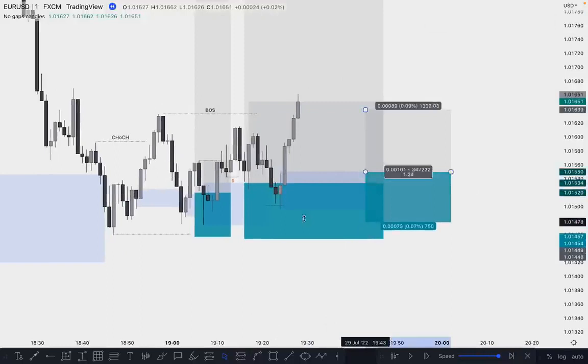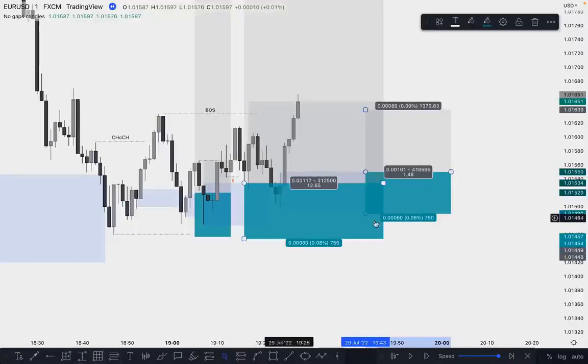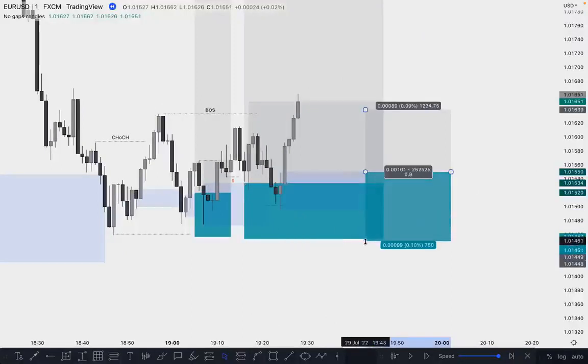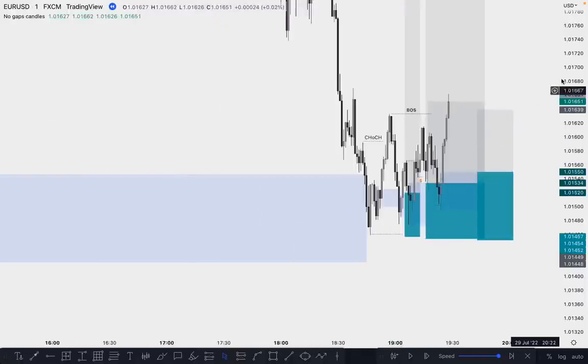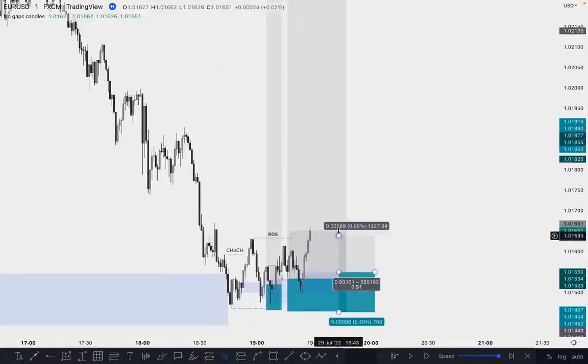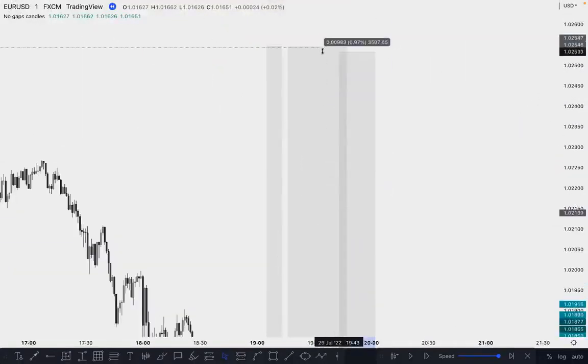Okay, and put the stop loss just below it. And if you want to be safer, then you can put the stop loss just below the swing low, which is here. Okay, so let's see what happened next here. And the target will be the same, which is here.